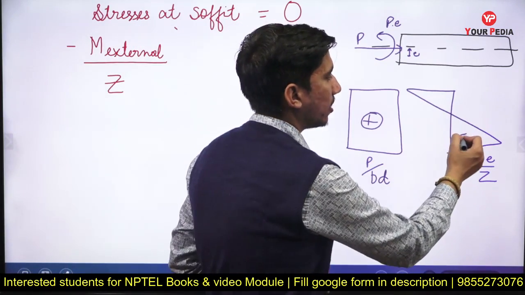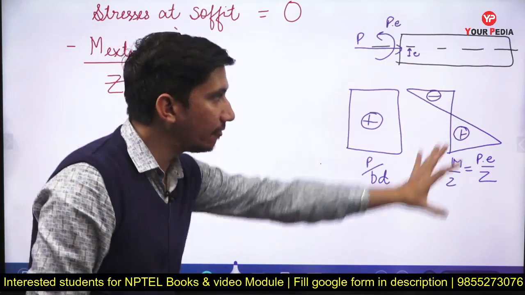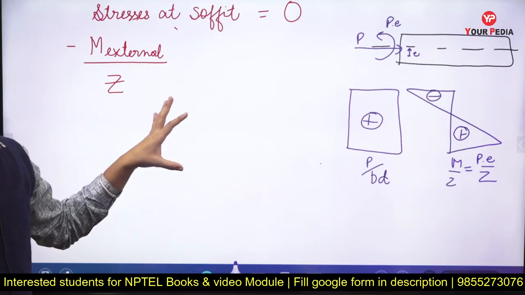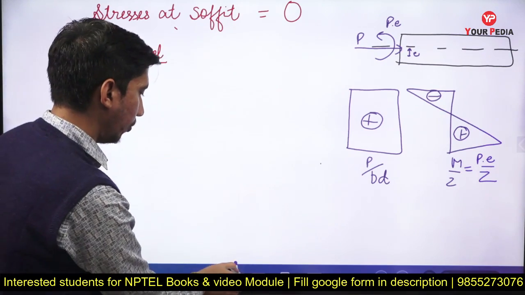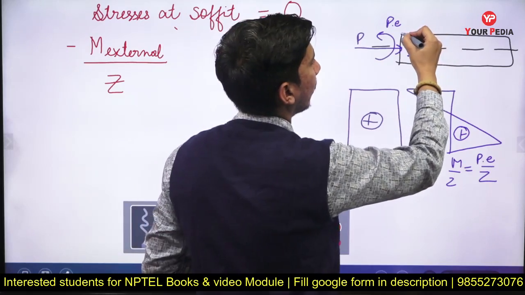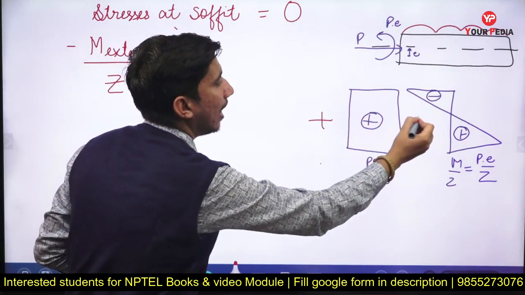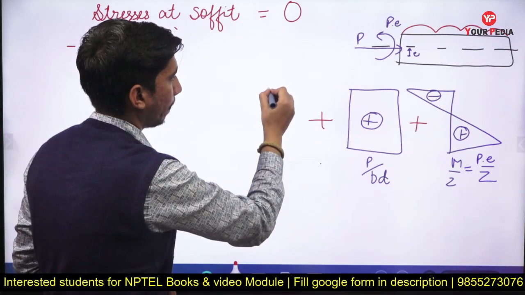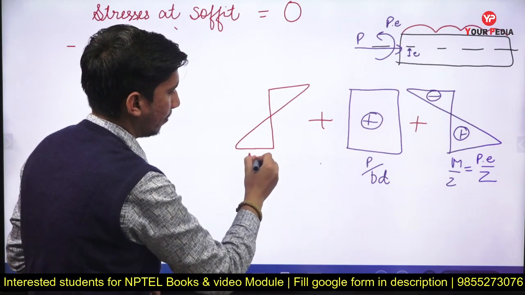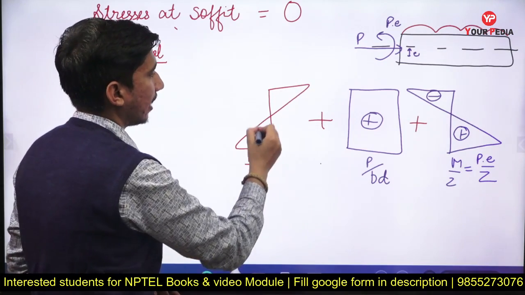but here it is positive, this portion is positive, at top it will be negative. So this is because of pre-stressing, this is because of external loading. Suppose this M is basically acting over this. Because of this external loading, what we were getting earlier, we were getting M external upon Z, and this was negative, this positive.